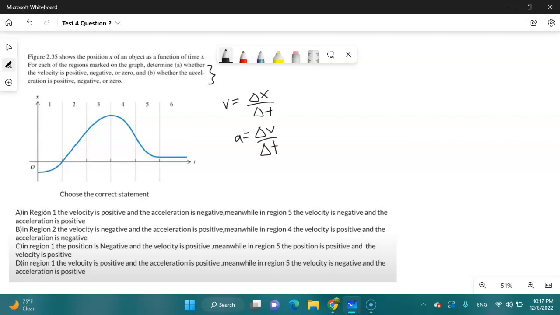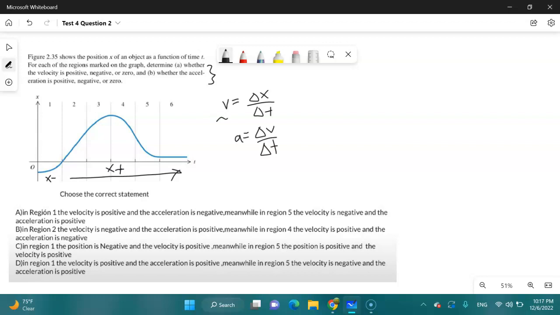So for region 1, we know that the position is actually negative, since the graph is under the x-axis. Then for the rest of these regions, the position is positive. So we should just keep that in mind for the rest of the questions.